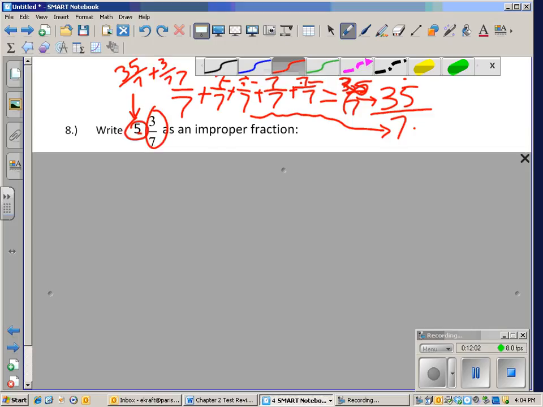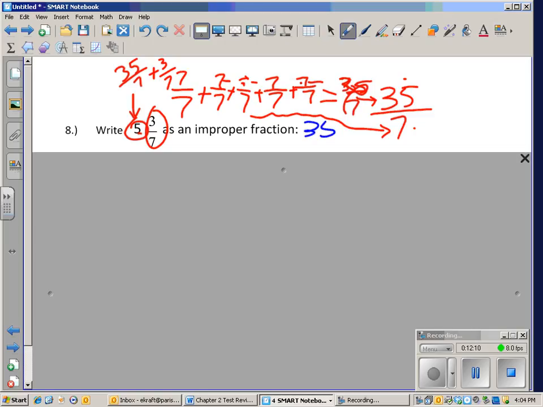what would we get as an improper fraction? We would get 38/7. Excellent, and that is the answer.